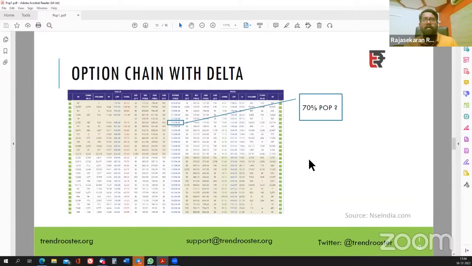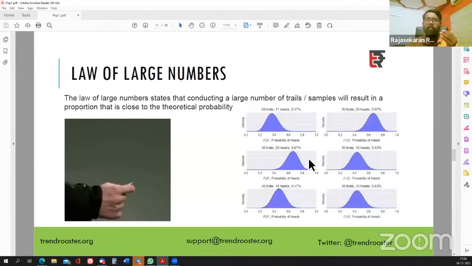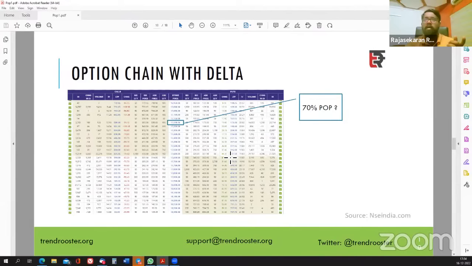I hope this is the next level of demystifying. So the probability of profit is not going to work out with just delta alone. You have to spread it across a larger number of trades. Then only the probability of profit will arrive. You get it?